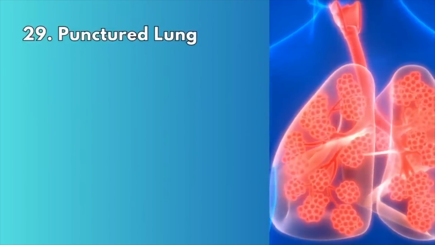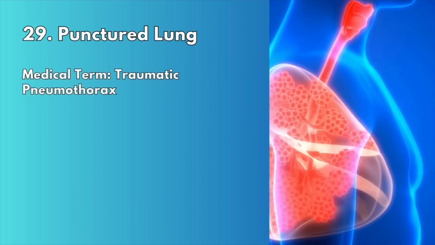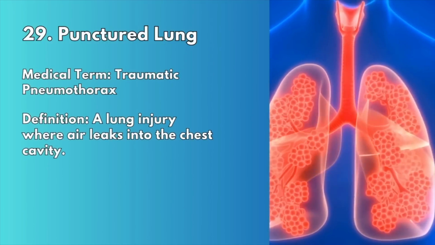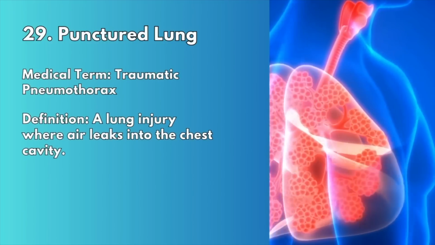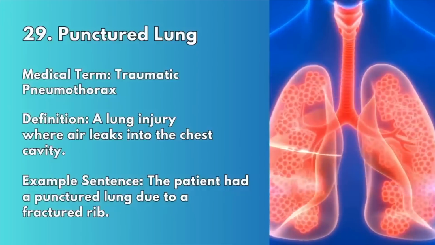Let's move on to punctured lung. This can also be called a traumatic pneumothorax. It describes a lung injury where air leaks into the chest cavity. The patient had a punctured lung due to a fractured rib.